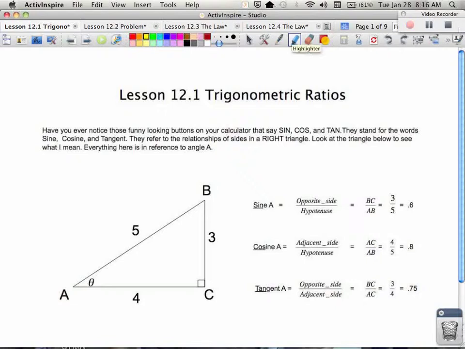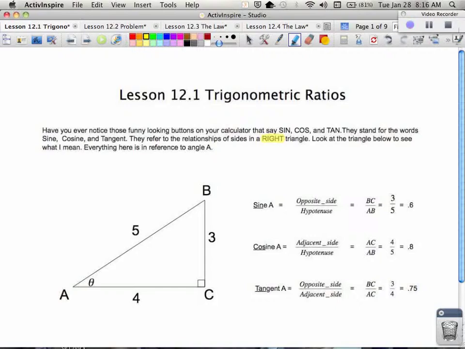All the things that we're going to be talking about in this unit, with right triangle trig, pertain to right triangles. Look at the triangle below on the left-hand side and see what I mean. Everything that we're going to be talking about is in reference to angle A.